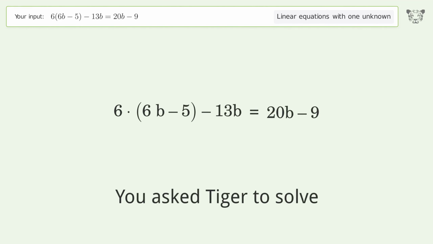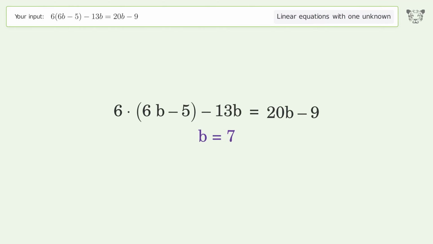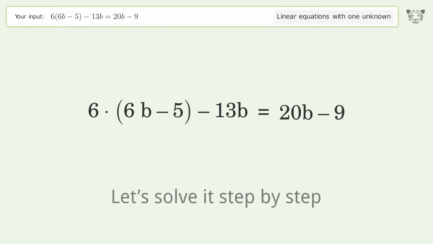You ask Tiger to solve. This deals with linear equations with one unknown. The final result is b equals 7. Let's solve it step by step.